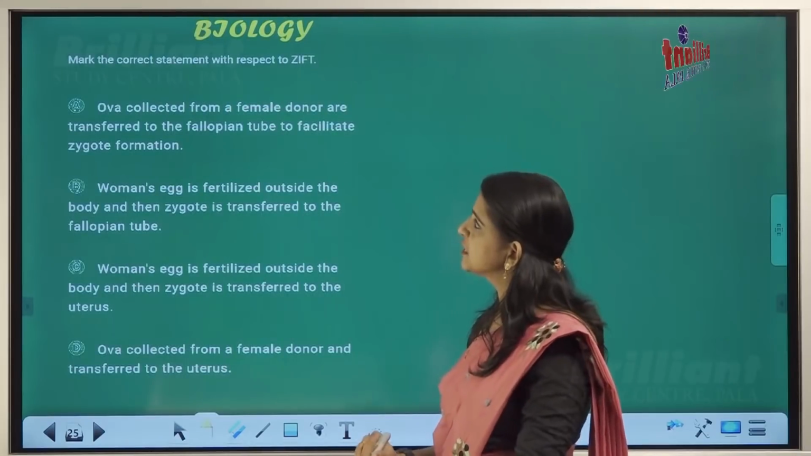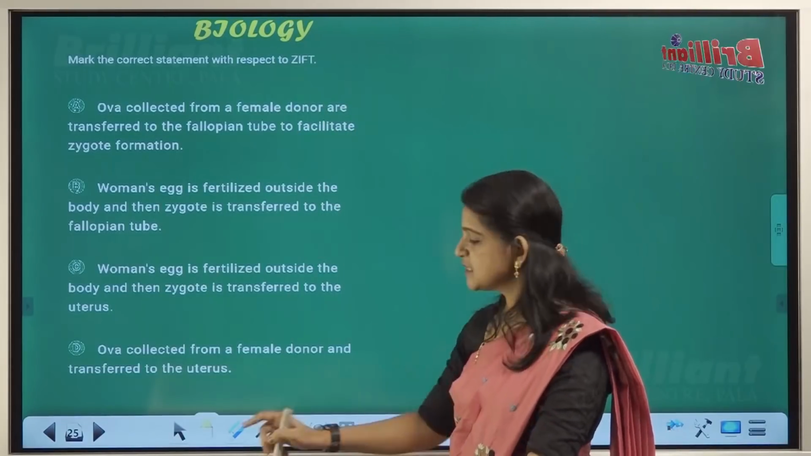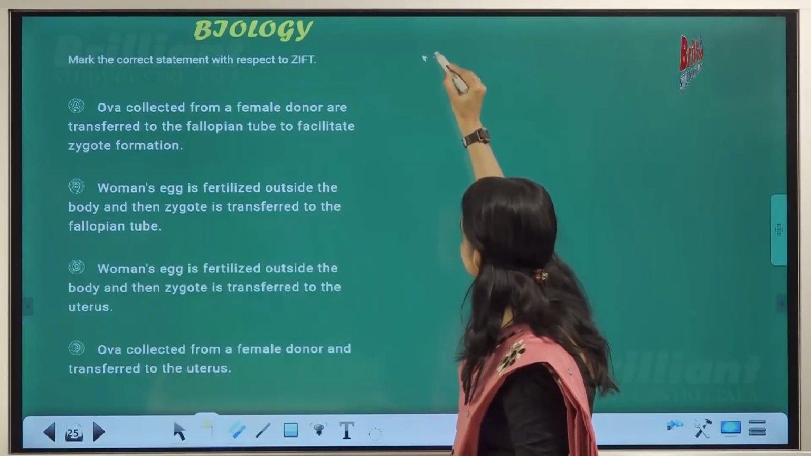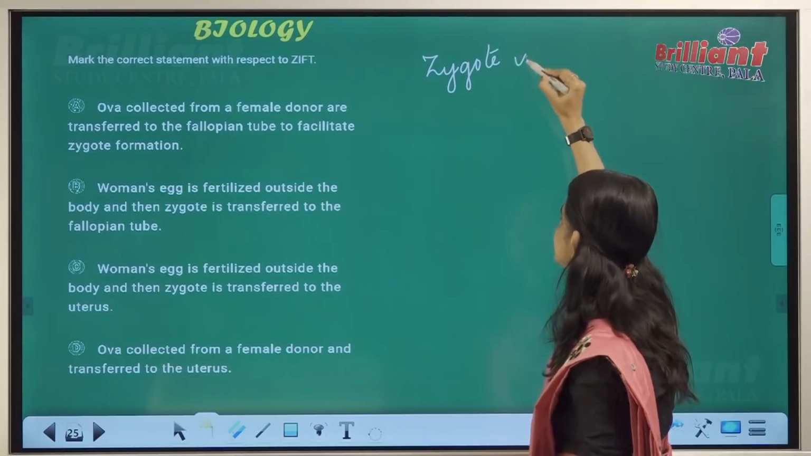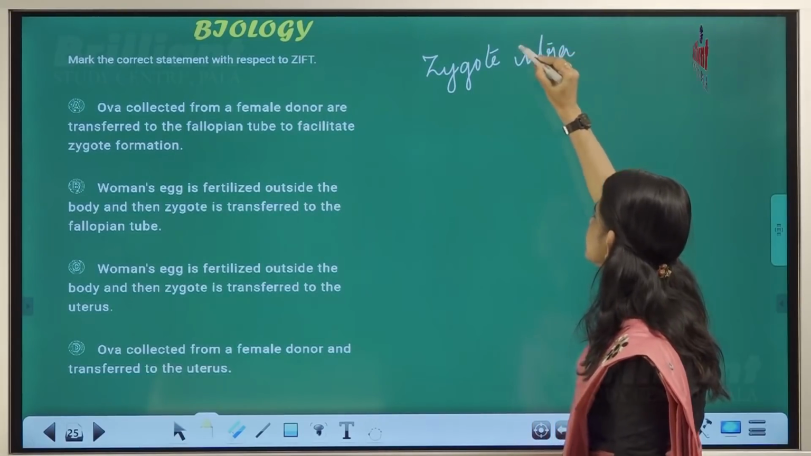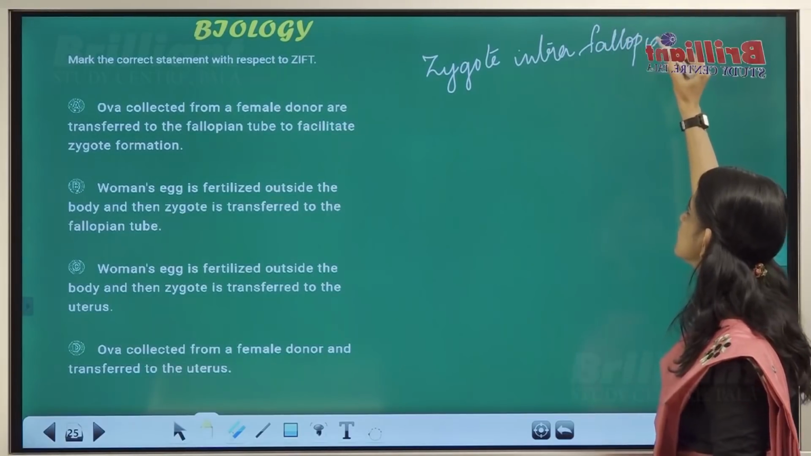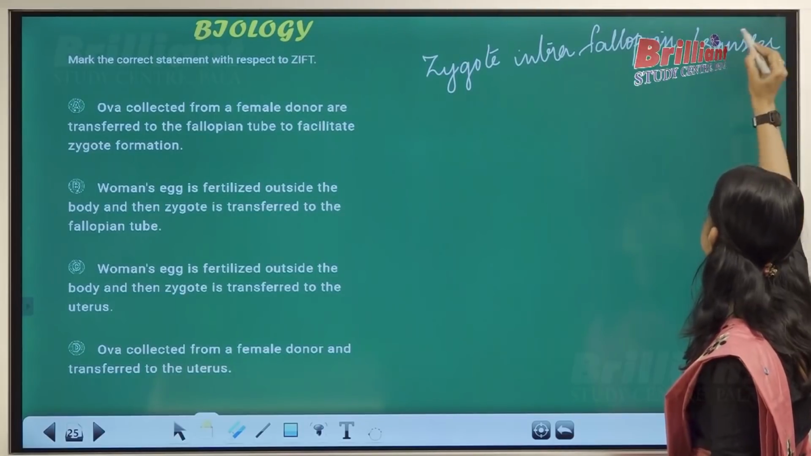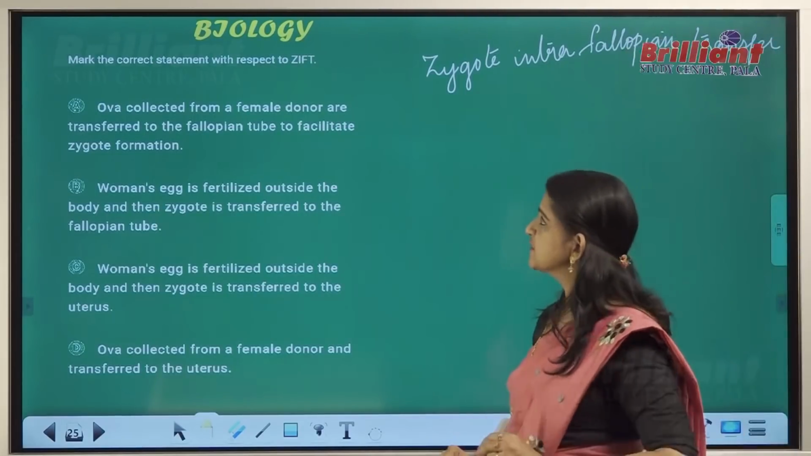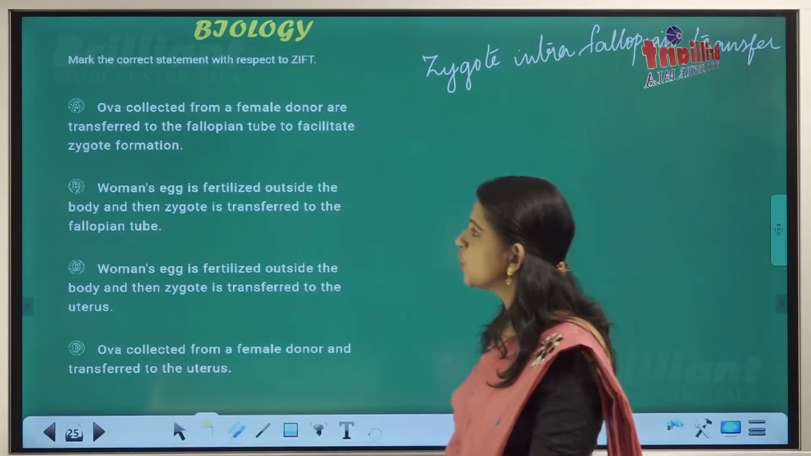Mark the correct statement with respect to SIFT. They are asking about SIFT. SIFT means zygote intra-fallopian transfer. The full form of SIFT is zygote intra-fallopian transfer. Let us look into the option.